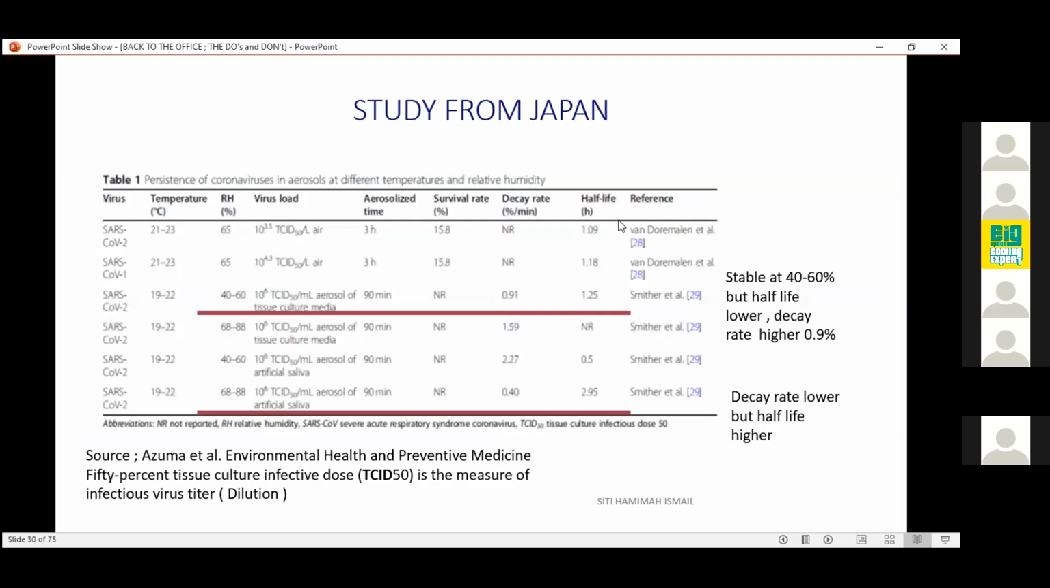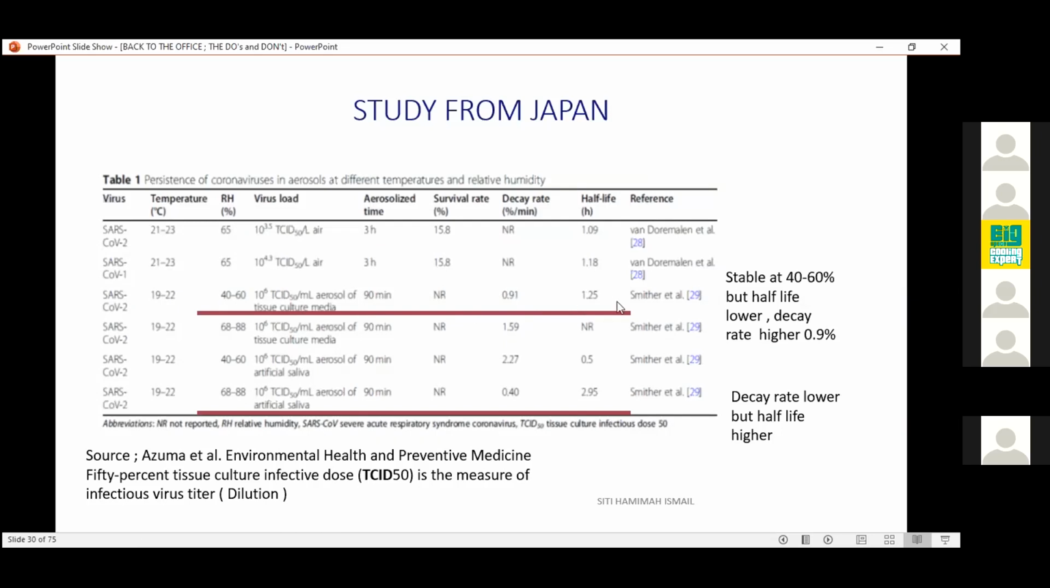Okay, saya tadi ada bagi stated pasal virus load tadi. Kalau you nampak dekat virus load, dia buat study based on the temperature dengan relative humidity. Kalau you nampak with 19 to 22 with good ventilation dekat sini, dia punya aerosol time 90 minit, survival rate ni non-reactive, tapi dia punya decay time tu, kalau you tengok lambat.